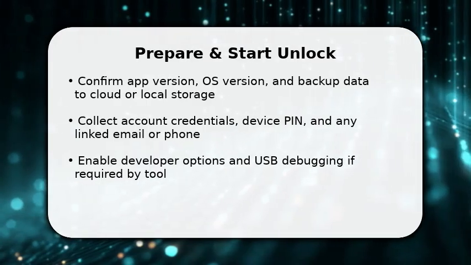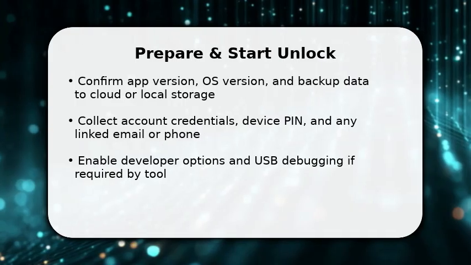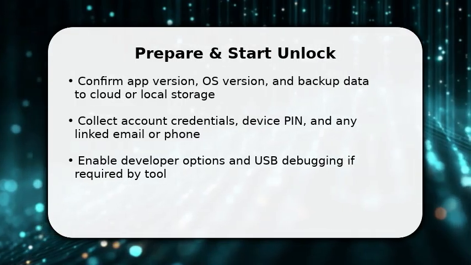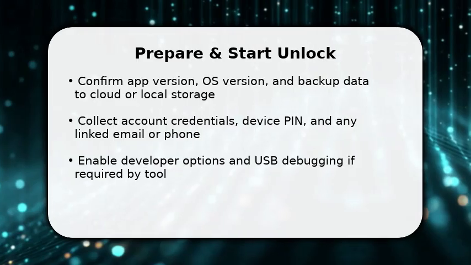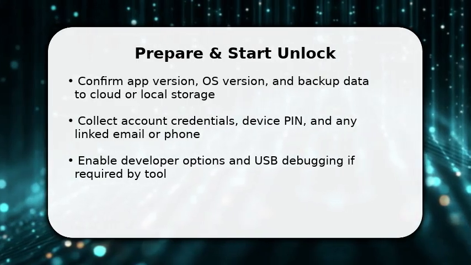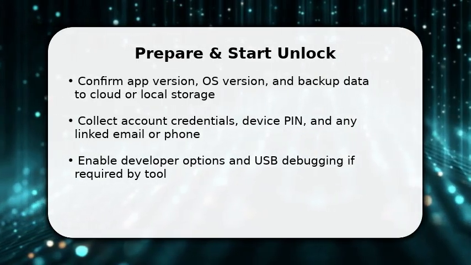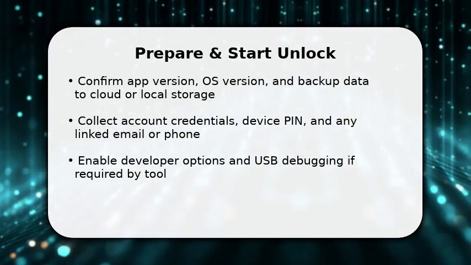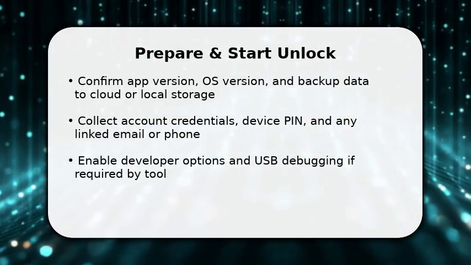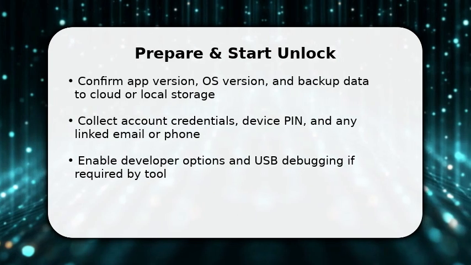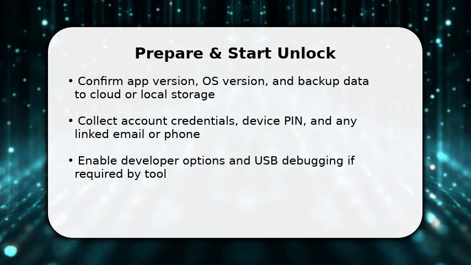Once done, gather login credentials and the phone or email used for account recovery, because you'll need them if authentication is required. Next, enable developer options and USB debugging when the method requires a PC tool. This grants the access necessary to run the unlock utilities and view logs.